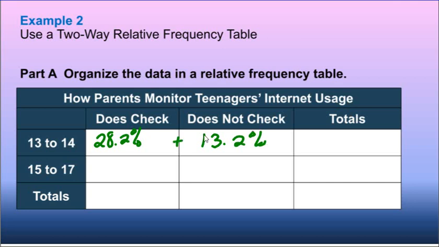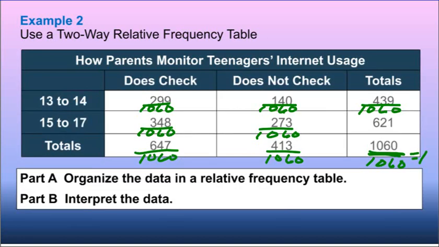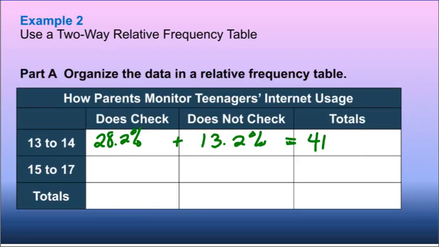Now, if I were to add these, that should add up to the percentage for the total. Let's look back at our previous slide. We have 439 divided by 1060. That gives us 41.4. Now, if you look at this, 2 plus 2 is 4, and 28 plus 13 does give us 41.